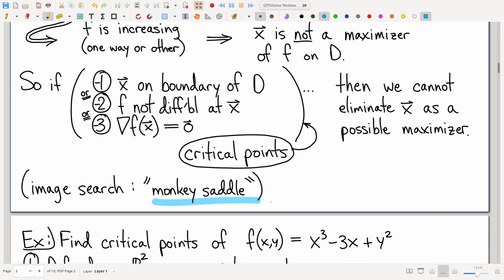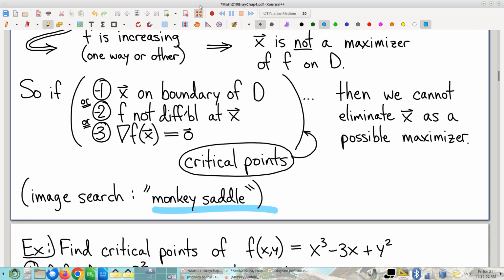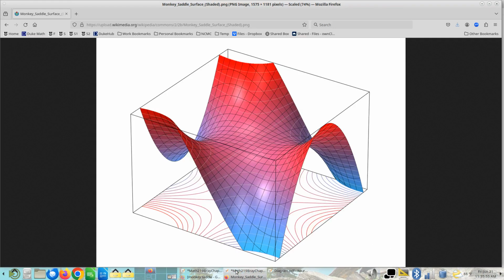I always think it's fun to mention this thing called a monkey saddle, and I've already done the image search here, and this is a picture of a monkey saddle. Now, first of all, let's try to understand what's going on in this picture. You can see in this direction it's curving upward, and also in that direction it's curving upward, and then in that direction as well. But now there's a downward slope where you kind of want to ski downward in that direction, and there's also a downward slope that way, and there's also a downward slope coming toward us.